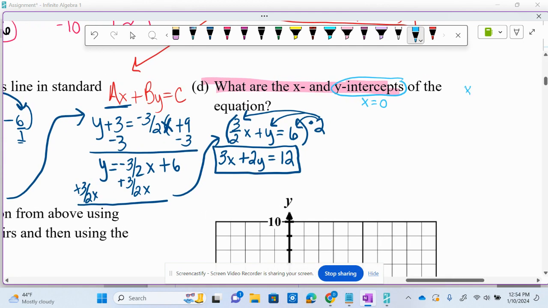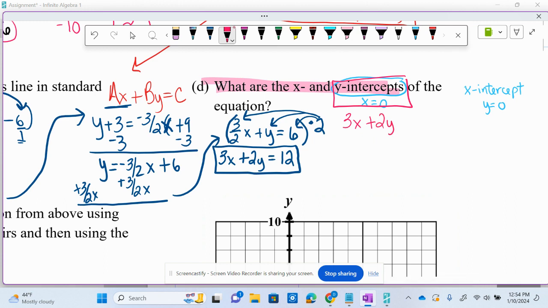I'm going to tell you that if you want to find the x-intercept, you let y equal 0. The way that I do that is called the cover-up method. So I'm going to find the y-intercept first. That means I'm going to have to let x equal 0. So I have 3x plus 2y equals 12, and I'm going to let x equal 0.